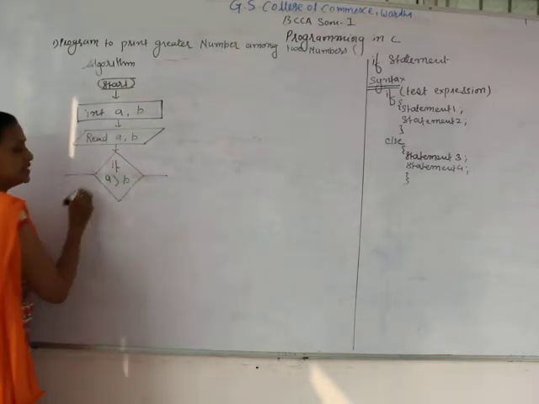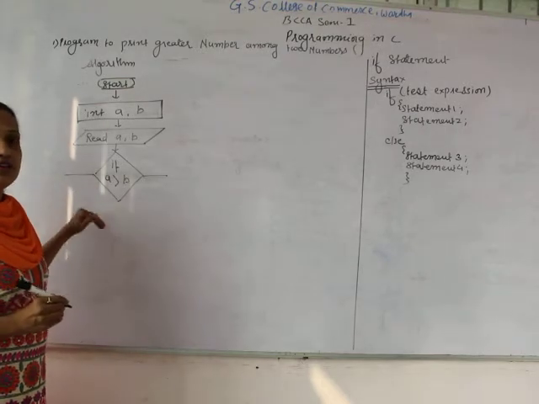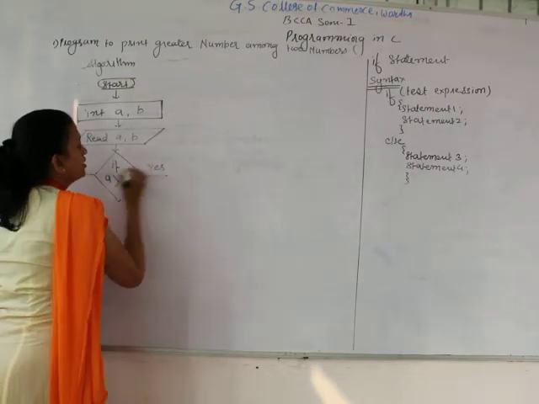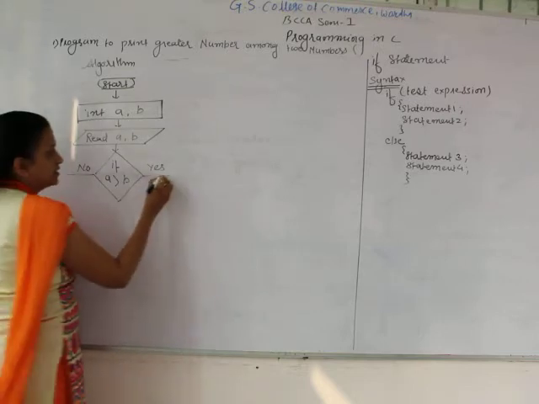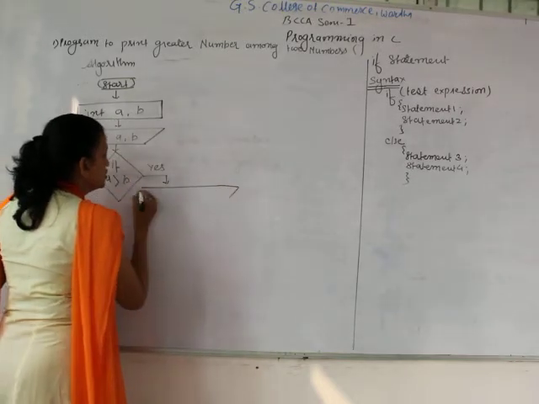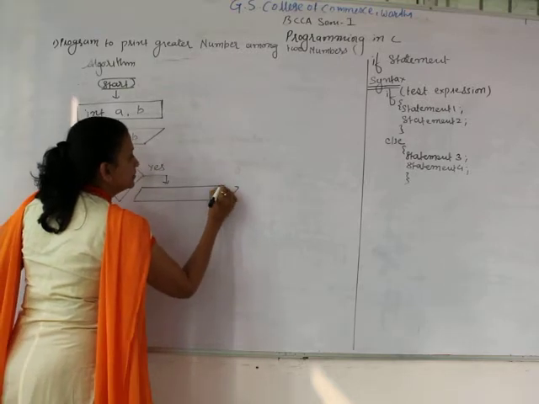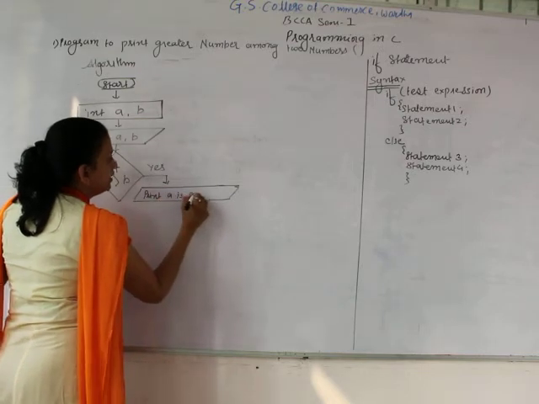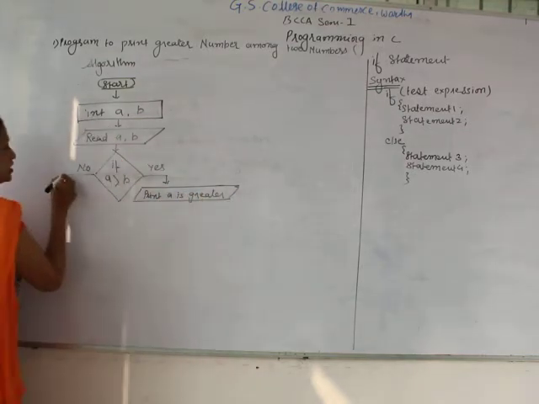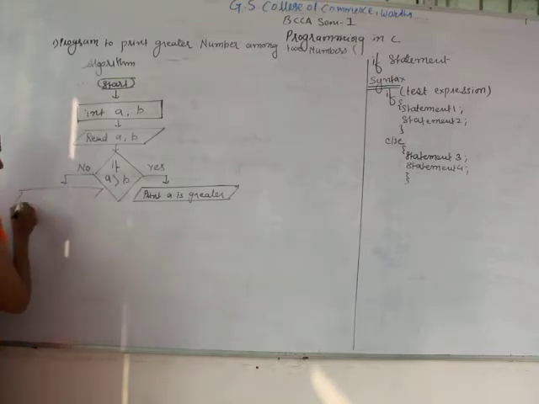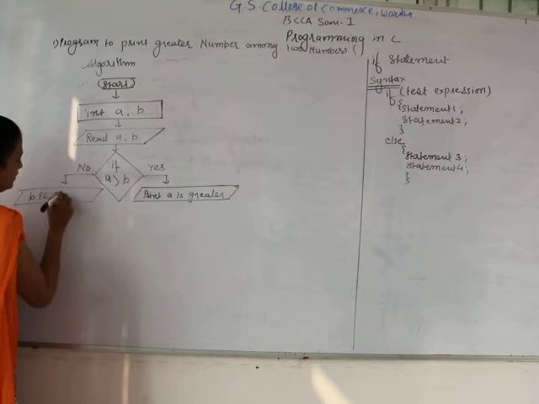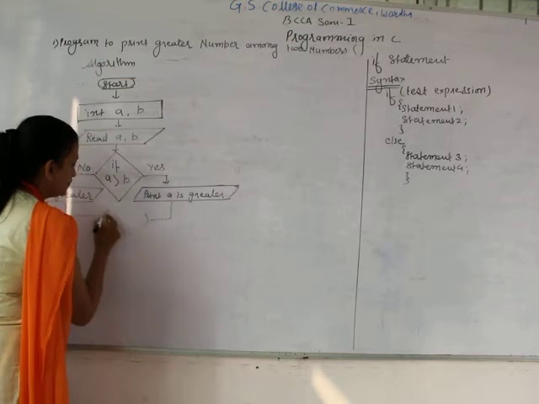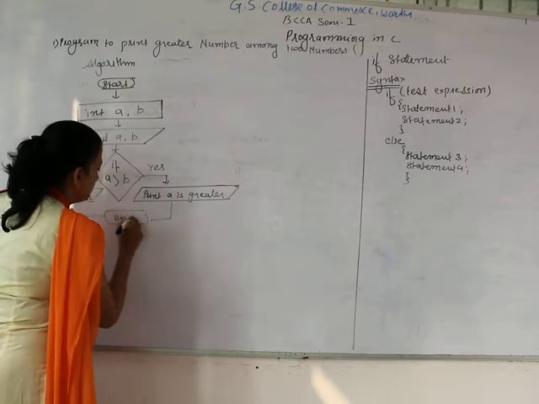So there are two possibilities. As I told you, this condition may be true or may be false. You can write yes or no, or you can write true or false. If the condition is true, then you have to print a is greater. But if the condition is false, then you have to print b is greater. Whatever the output is, after printing the output, the program will end.